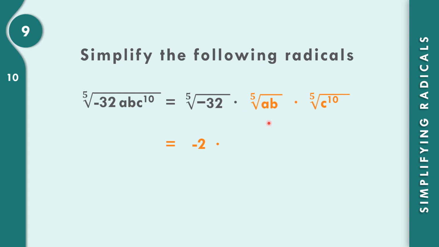Copy the fifth root of ab. How about the fifth root of c to the 10 power? Copy the base c. 10 divided by 5, the answer is equal to 2. Afterwards, let us multiply outside the radical sign. So that is negative 2 and then c squared. So how about the fifth root of ab? Wala nang ibang fifth root dito, so let us copy fifth root of ab. So the final answer is negative 2c squared, fifth root of ab.